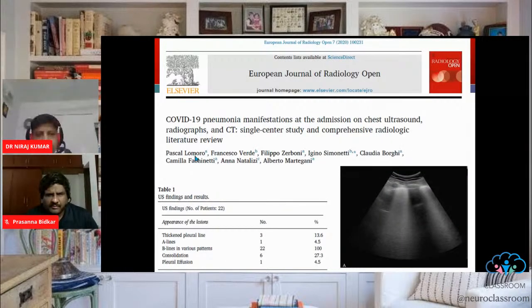There is evidence that Lomero et al. in their ICU had a study of 22 COVID patients. Out of 22 patients, the findings were a thickened pleural line in 3 patients, that is 13%. A lines were present in only 1 patient, 4%. And B lines were present in all 22 patients, that means 100%. In all the COVID patients, they found B lines. And the consolidation pattern was also around 30%. Remember, pleural effusion was very rare, in only 1 patient.